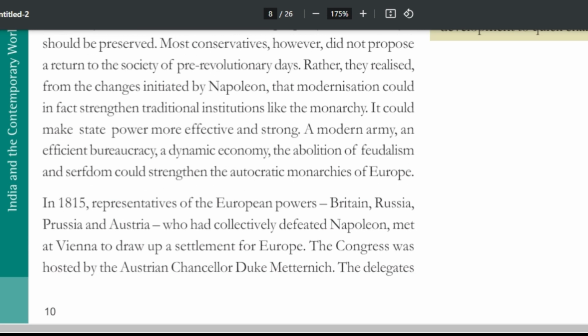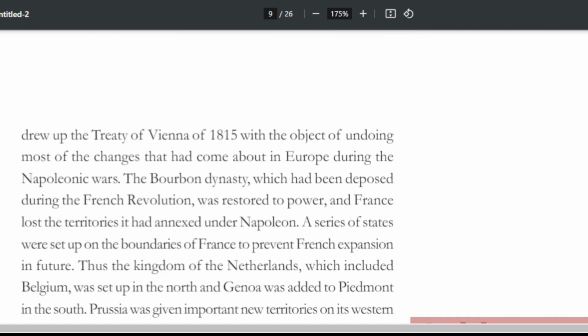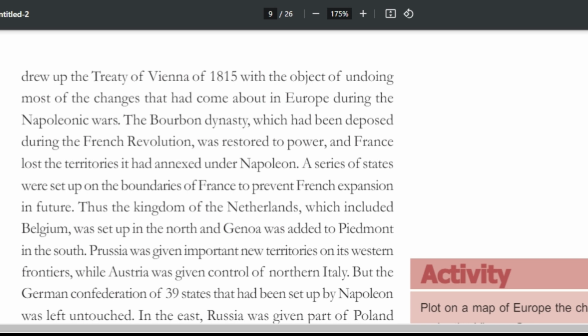In 1815, representatives of the European powers, Britain, Russia, Prussia, and Austria, who had collectively defeated Napoleon, met at Vienna to draw up a settlement for Europe. The Congress was hosted by the Austrian Chancellor Duke Metternich. The delegates drew up the Treaty of Vienna of 1815 with the object of undoing most of the changes that had come about in Europe during the Napoleonic Wars.